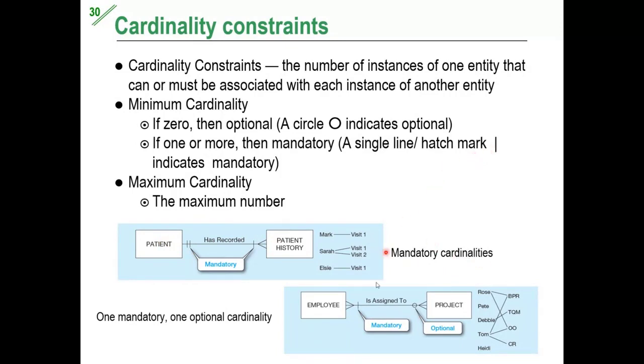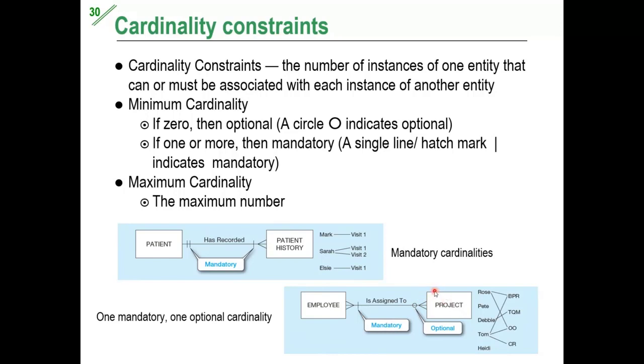The mandatory means must. Optional cardinality constraint means maybe, can have or cannot have, right? For example, think about this, one employee may have been assigned to many projects. So that means we can have employees without being assigned to any projects as well, because it is optional.